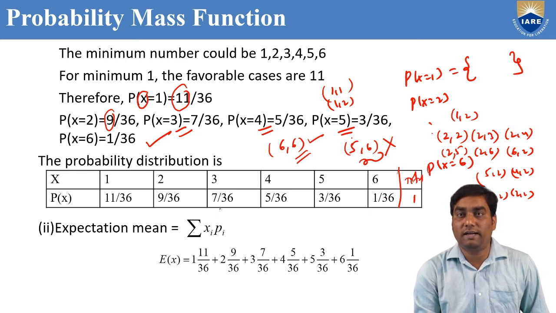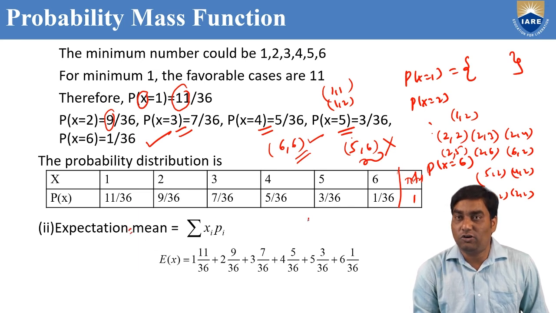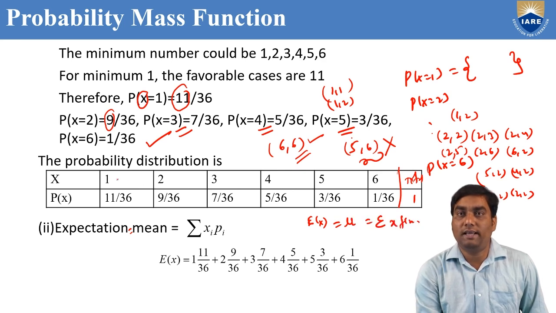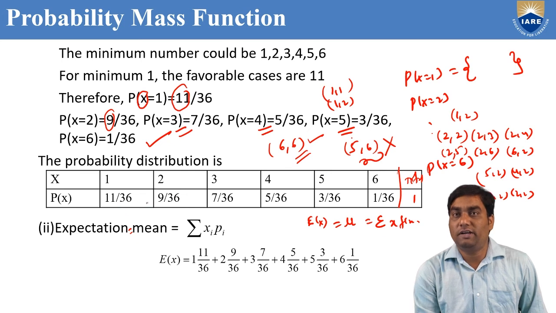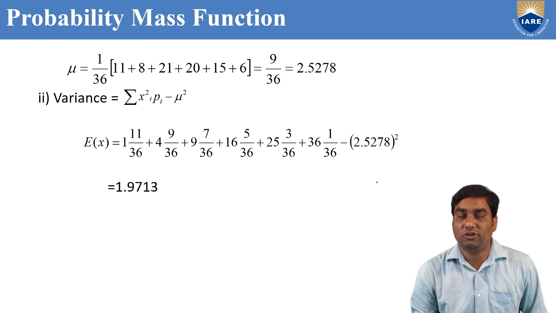Now, after getting the probability distribution, we need to find the expectation, that means E of x. It is nothing but mu, that is sigma x into f of x. All x values we know, and the corresponding f of x values we also know. 1 into 11 by 36, plus 2 into 9 by 36, plus 3 into 7 by 36, plus 4 into 5 by 36, plus 5 into 3 by 36, plus 6 into 1 by 36. We'll get the expectation of x value, which is 2.52.